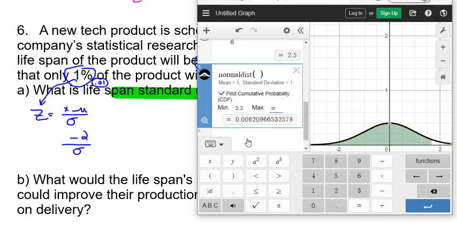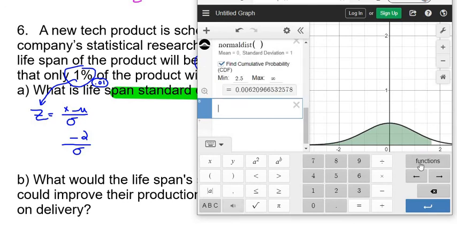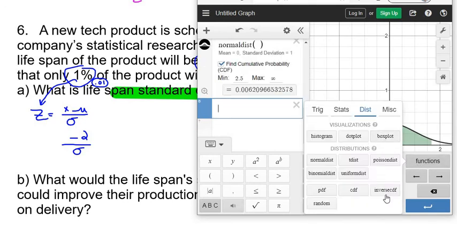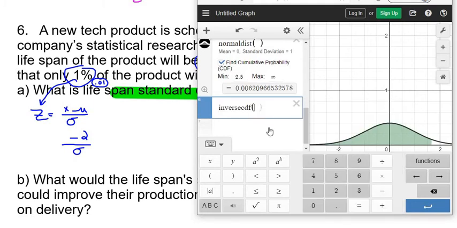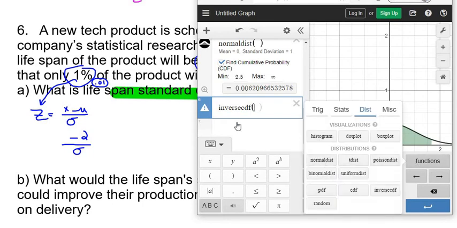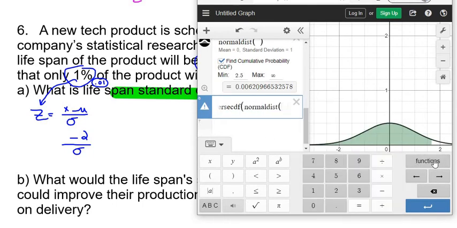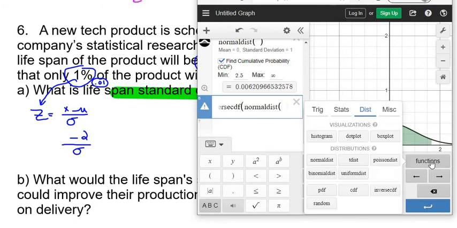What we're going to do is go into Desmos, and we're going to go to functions and go to inverse CDF, meaning we're going to inverse the normal to give us a z. So we also have to put inside of that what we're inversing. We're inversing the normal distribution. Students will always ask, well, why do we have to do that? Well, later in other statistics classes like AP Statistics, there are all these other ones that we're not going to be doing. We're only focusing on this in Algebra 2.